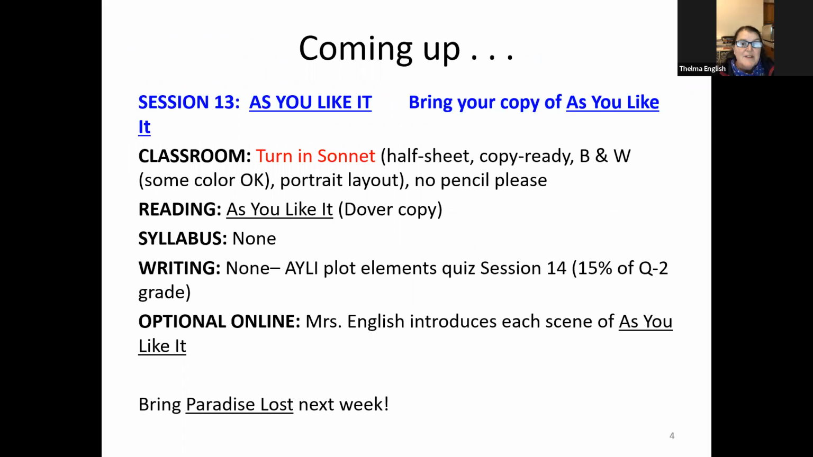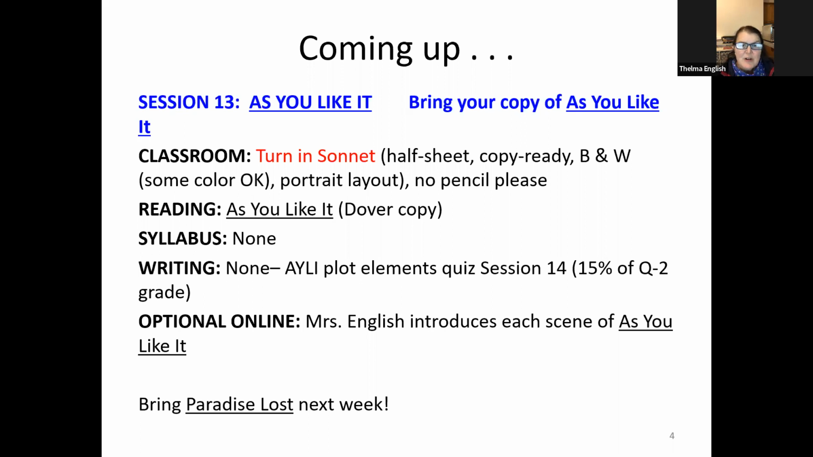Coming up, that means next week, do bring your copy of As You Like It. Bring your Dover edition. If you have a Folger edition, I suppose you can use that, or another edition. Know that the Dover edition does divide the play, of course, into 5 acts, and it does divide the play into scenes, but it does not provide you with line numbers. So if you bring a fancier copy that has line numbers, it may be slightly different because not all copies of As You Like It are the same, but it probably will do. But I suggest you use the Dover edition so that we all match.